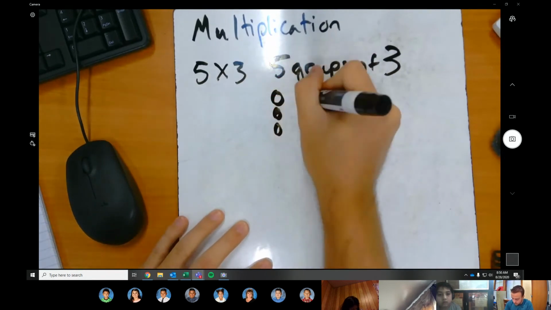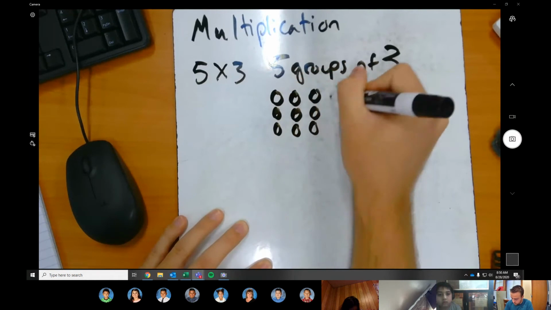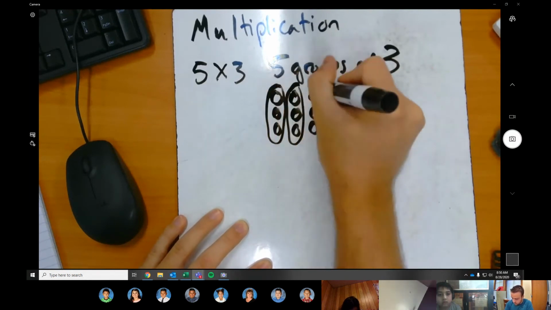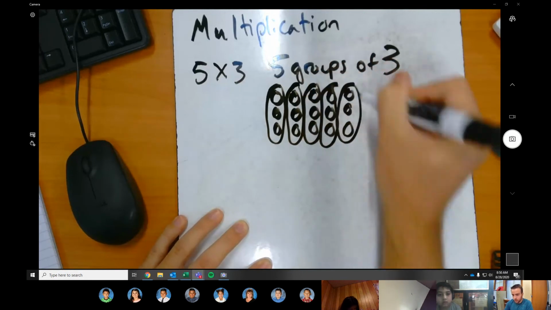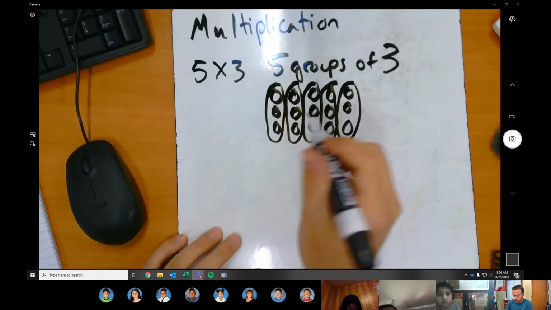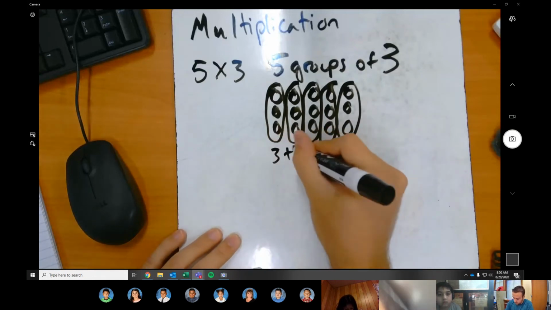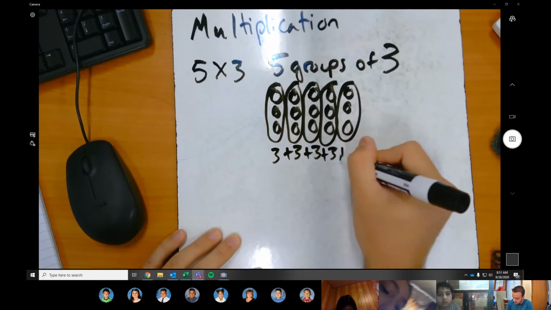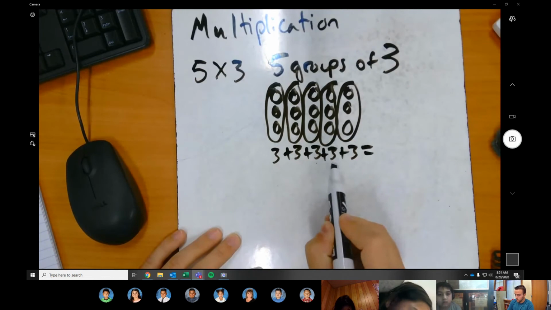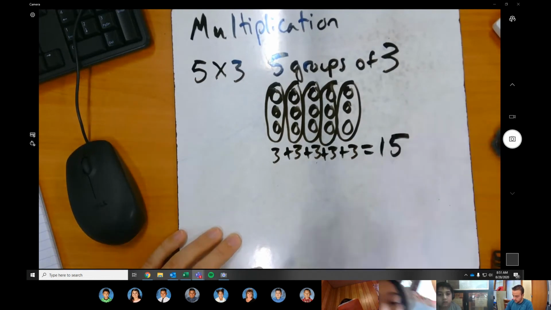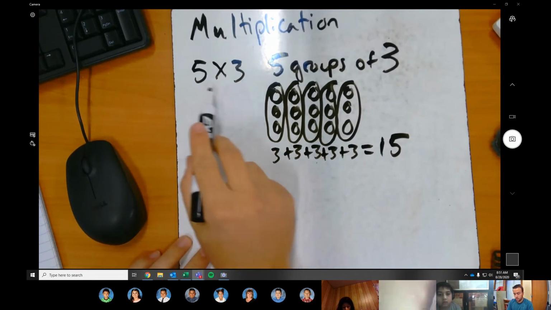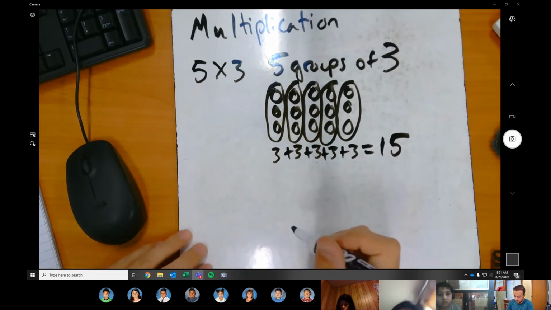So if we have 1 group of 3, 2, 3, 4, 5, we can treat it as an addition problem where we're adding the same thing each time. So we have 5 groups of 3. So we have 3 plus 3 plus 3 plus 3 plus 3, which is 3, 6, 9, 12, 15. So 15 in total. Like I said earlier, you can swap these around, and the nice thing is it'll still be the same thing.